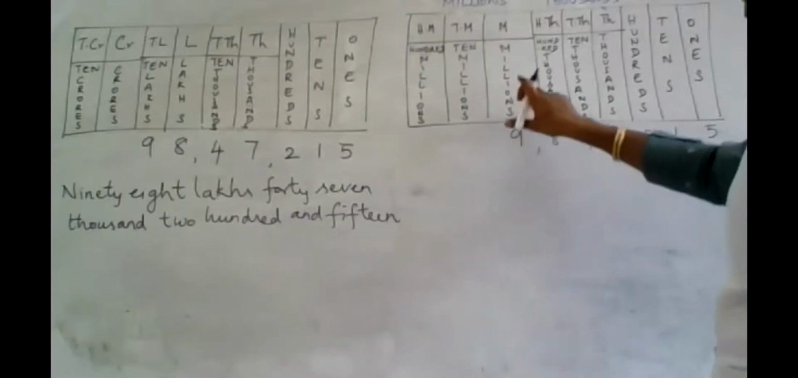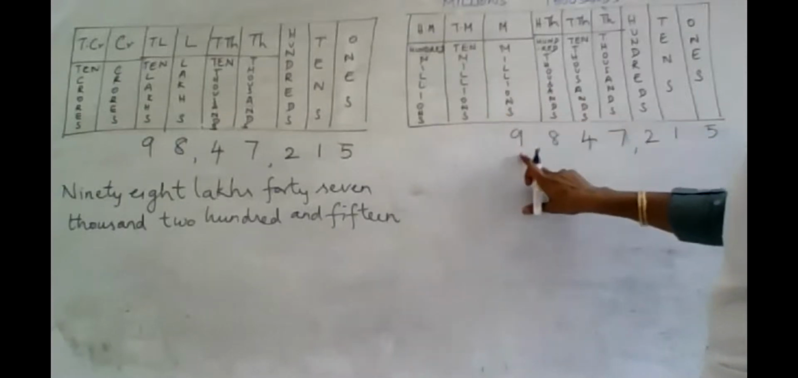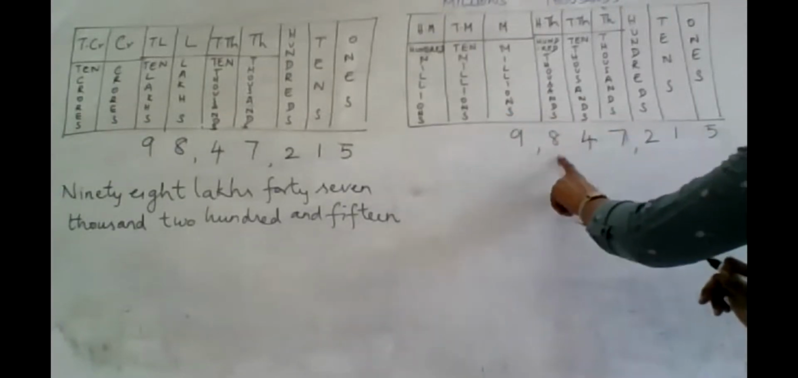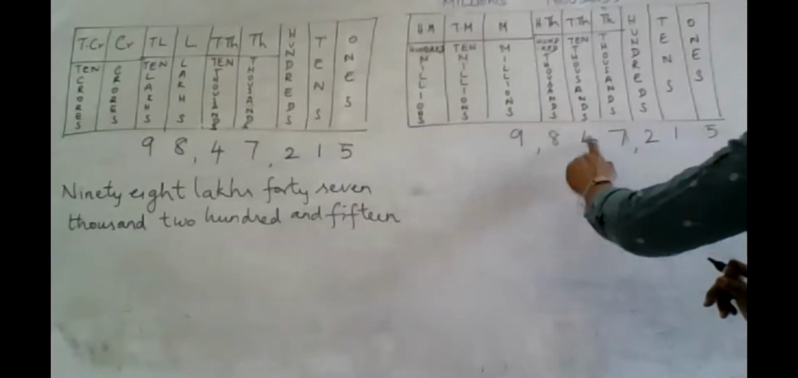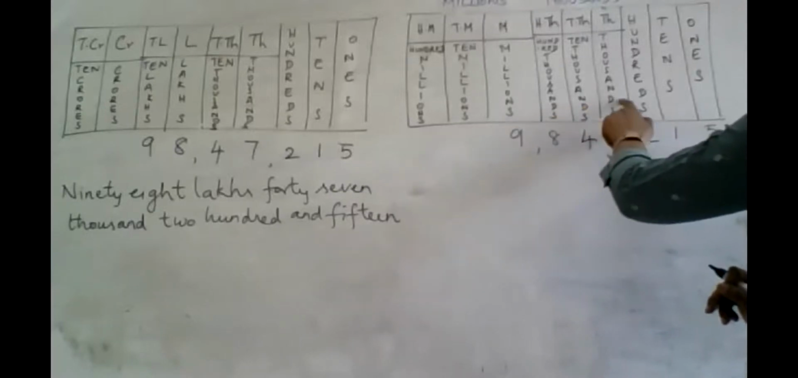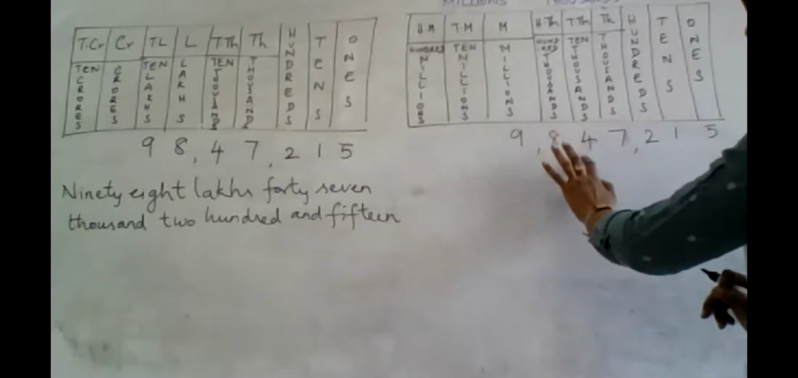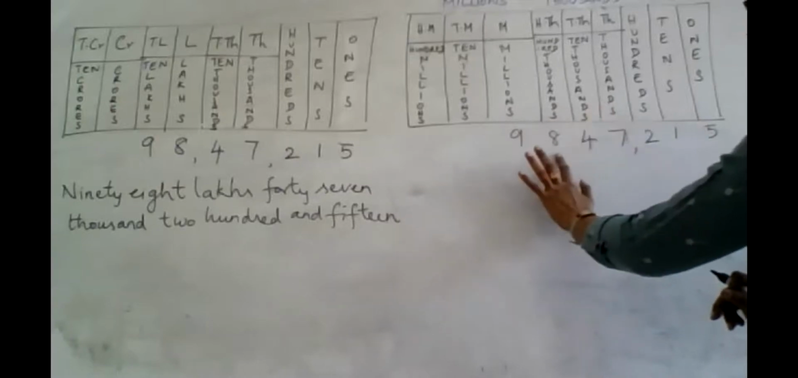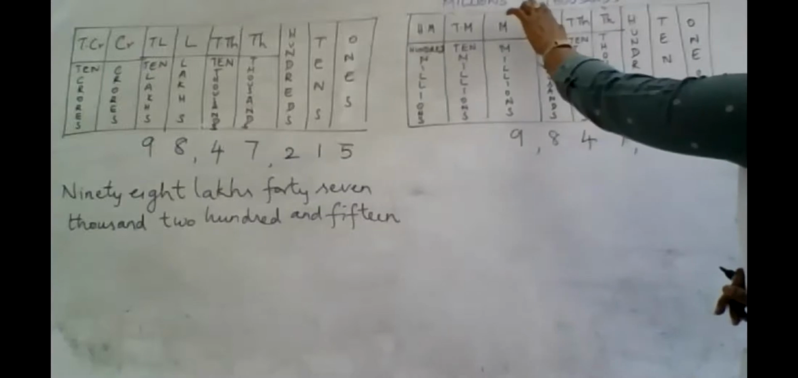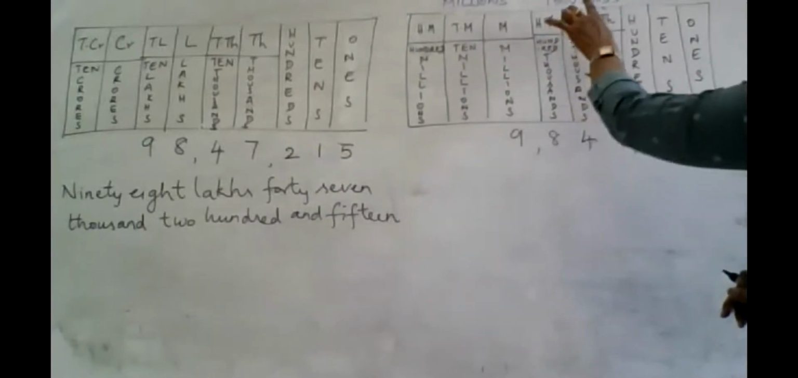I have 9 in the millions, so this will be read as 9 millions. I have 8 in the 100,000, 4 in the 10,000 and 7 in the 1,000. So it is 847,000, because this period belongs to the thousands.